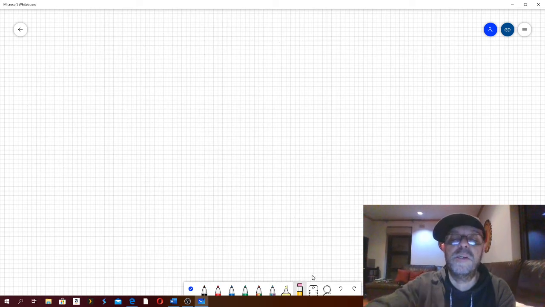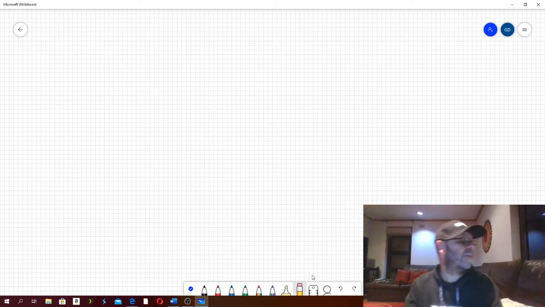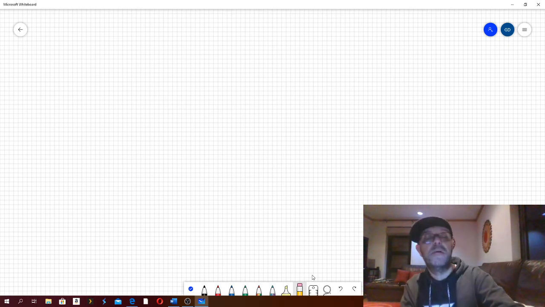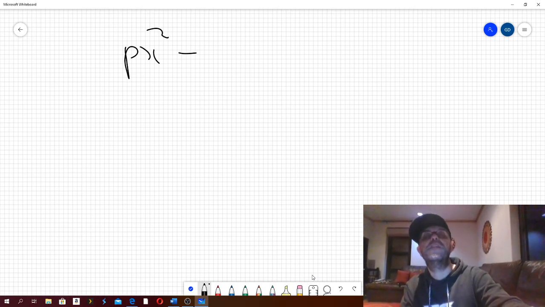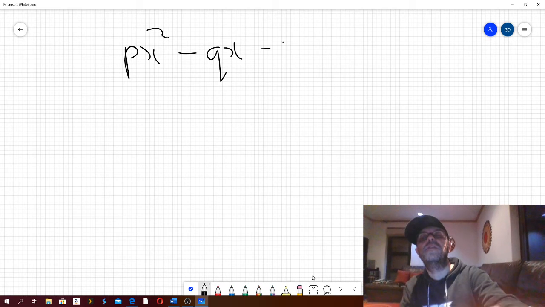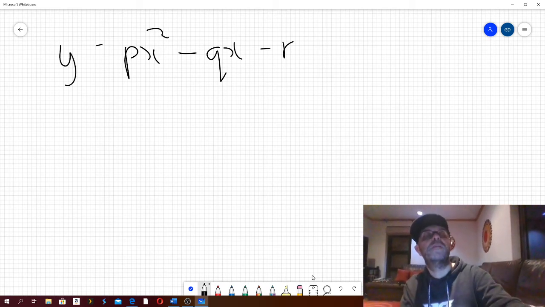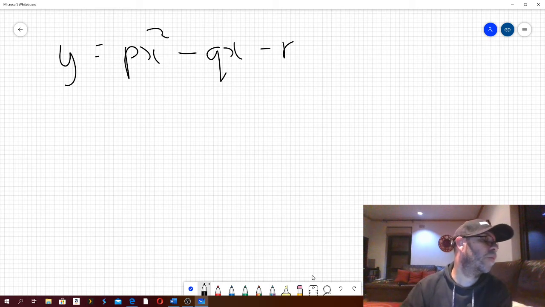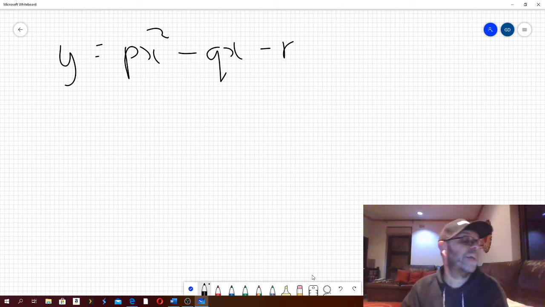Right. Question number 7 says that the gradient of the tangent of the curve y equals px squared minus qx minus r. Px squared minus qx minus r. So if y is equal to px squared minus qx minus r, at the point (1, -2), the gradient of the tangent is 1.